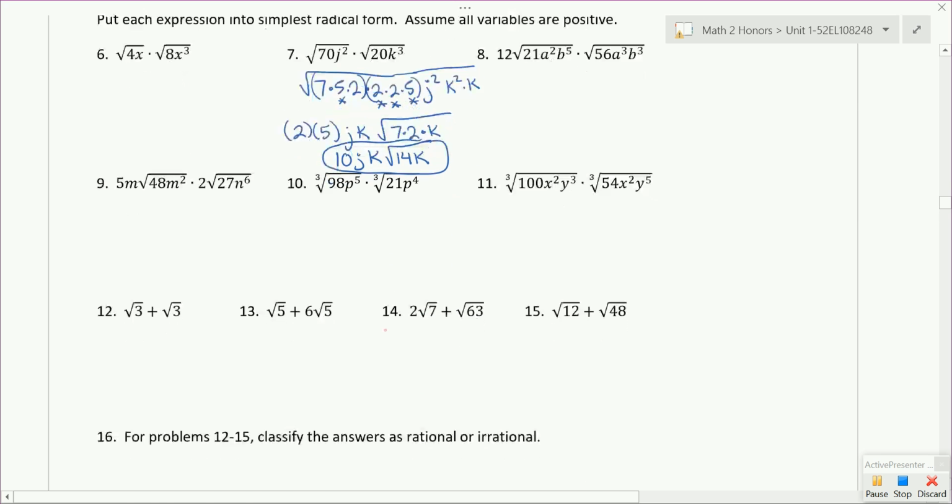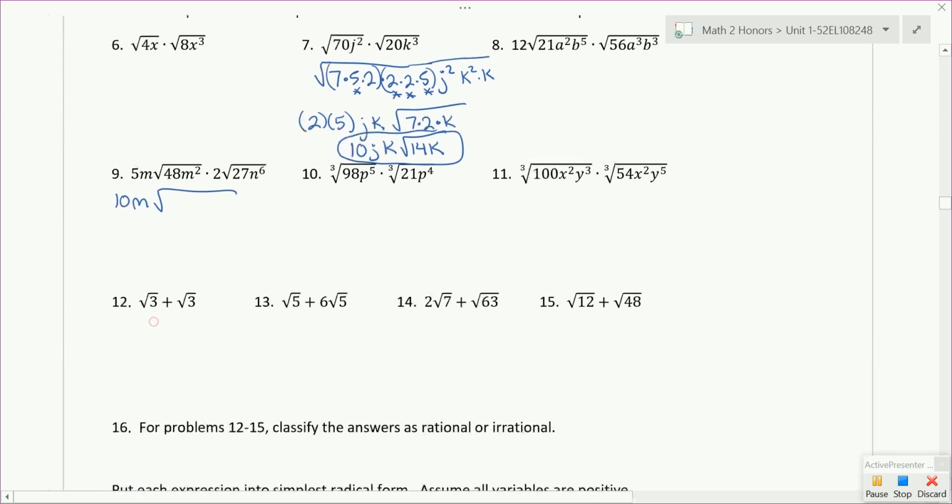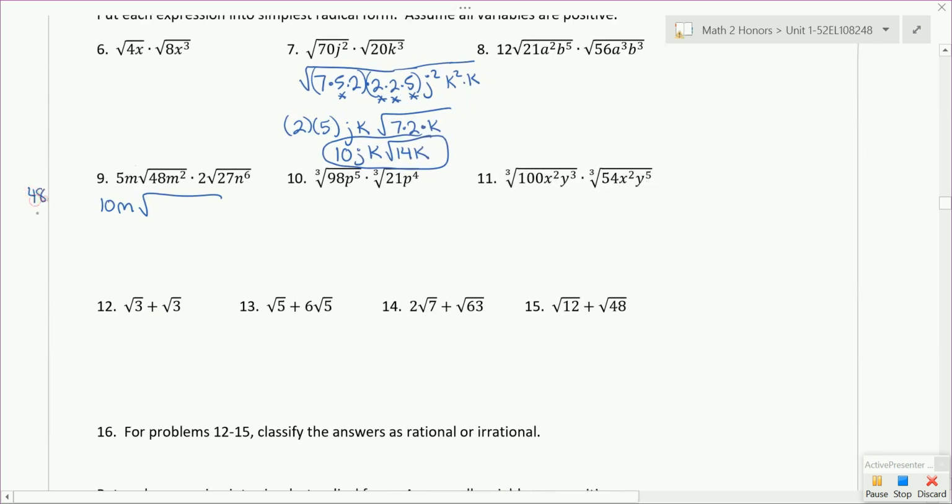Number 9, we have 5m times 2, that's 10 times m, square root of 48 times 27. I'm going to do a little scratch work over here on the side. 48 is 4 times 12. 12 is 4 times, sorry, 4 times 3. I got 2 4's. So I'm going to write 4 times 4 times 3 for the 48. 27 is 3 times 3 times 3.